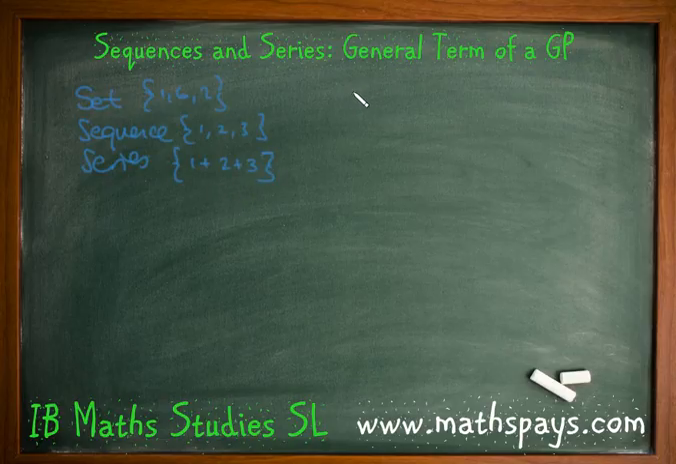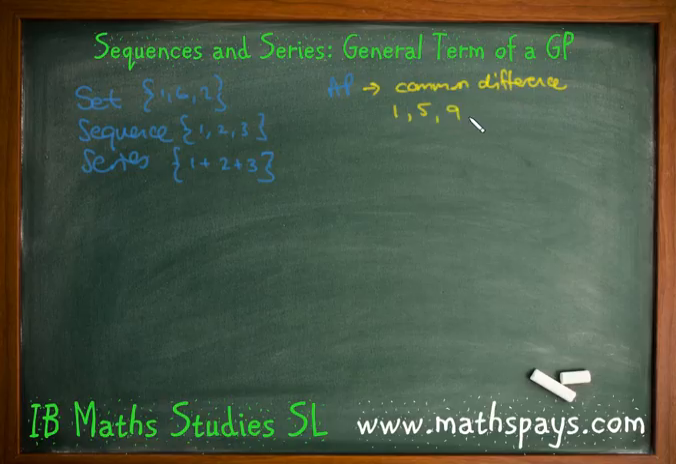We also looked at what an AP and what a GP was. So we said an AP was, I'll do a different color, an arithmetic progression, which meant there was a common difference. After that common difference, we looked at something like this, 1, 5, 9, etc. So you can see that's clearly an AP.